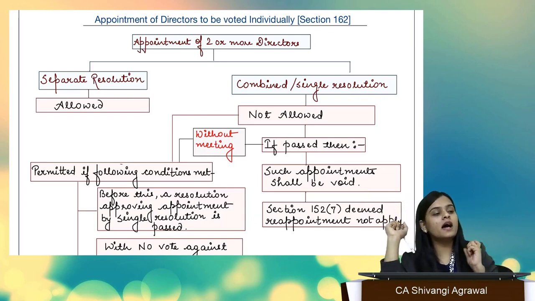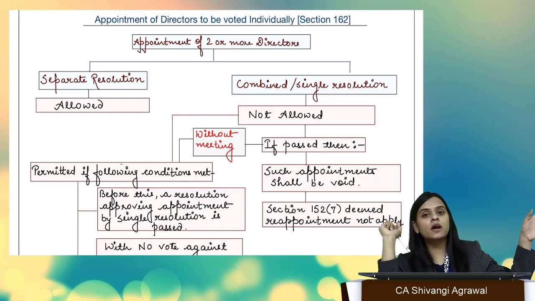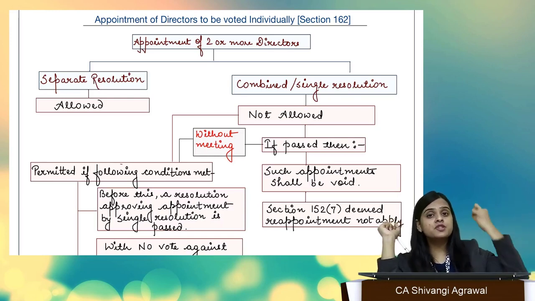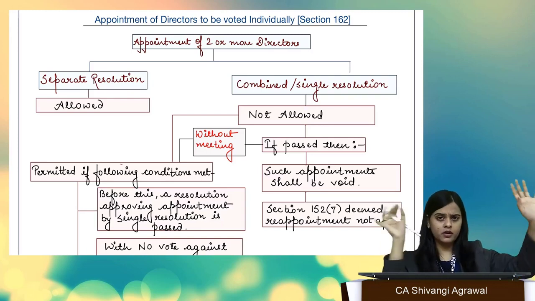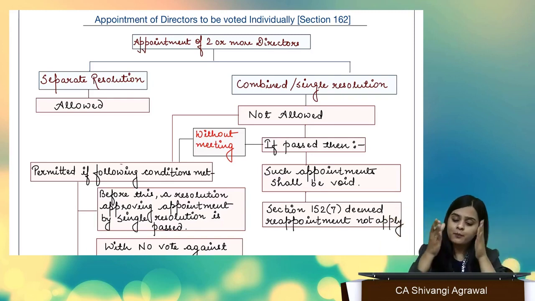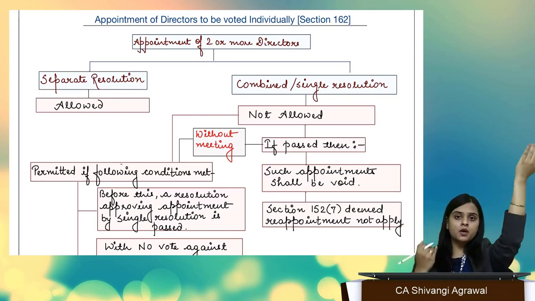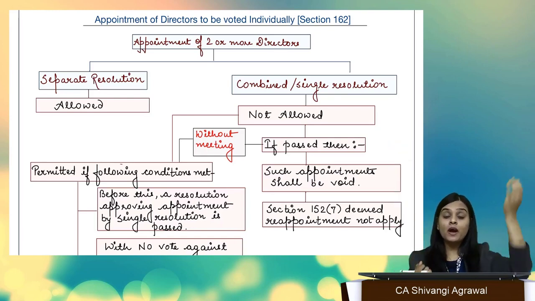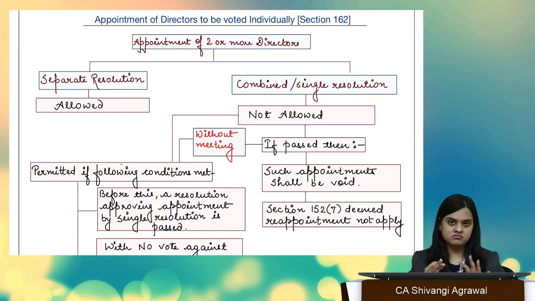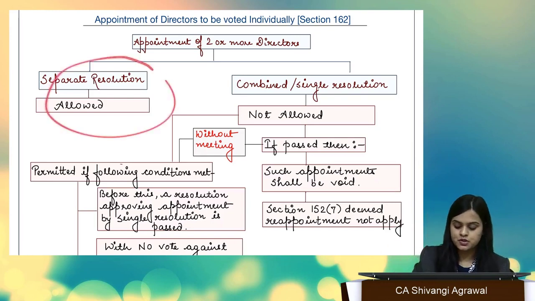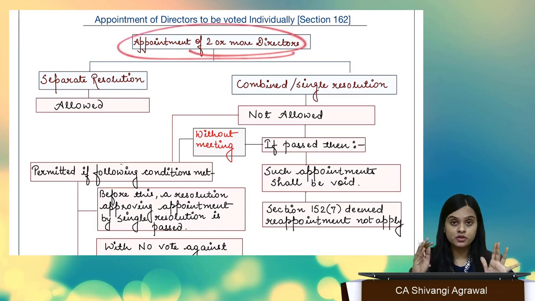I cannot say that I propose to appoint or resolve that Mr. X and Y be hereby appointed. The members are being deprived of the freedom of choice over here, because either they have to appoint X and Y both, or they have to reject X and Y both, which is not allowed. So for every appointment of a director, we must have a separate resolution. Appoint X, yes, no. Appoint Y, yes, no. Appoint X and Y, yes, no. Doesn't work. So a separate resolution is what is allowed for appointment of 2 or more directors.